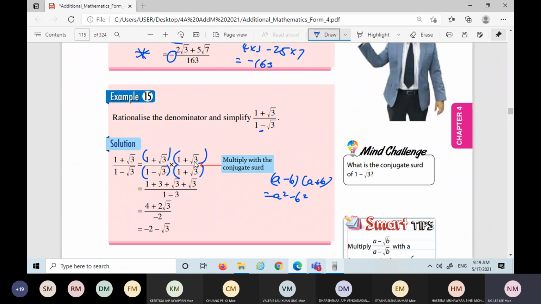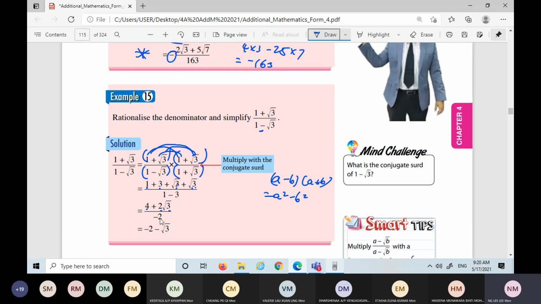When you multiply, you do term by term. First term, 1 times 1, you get 1 here. Then second term times second term, square root 3 times square root 3, you get 3 here. Then 1 times square root 3, you get square root 3, and another 1 times square root 3, you get square root 3. Then you simplify. Here you get negative 2. Here 3 plus 1, you get 4. Square root 3 plus square root 3, the answer is 2 square root 3.